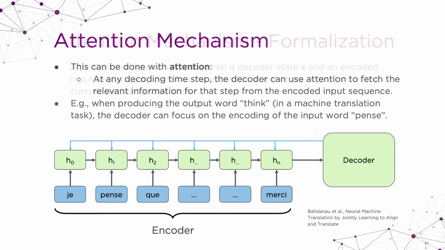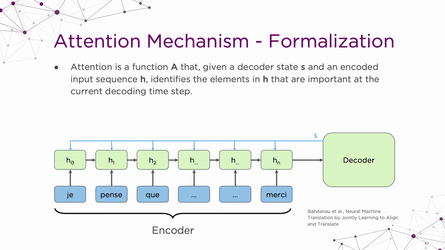And to formalize it a little bit more, the attention will be a function. So it will be a system that will help the decoder to find this relevant information. And we said that this function will work with two inputs. The first input is this sequence, sequence H, where the attention should try to find the relevant information.